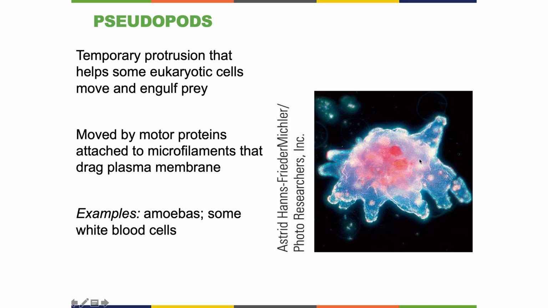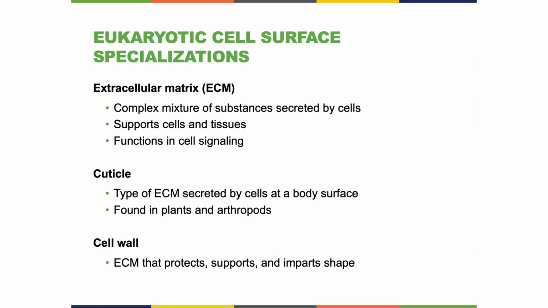Amoebas behave like this in the environment, but you also have white blood cells that are part of your immune system that function and move very much the same. This would be your neutrophils, your macrophages.